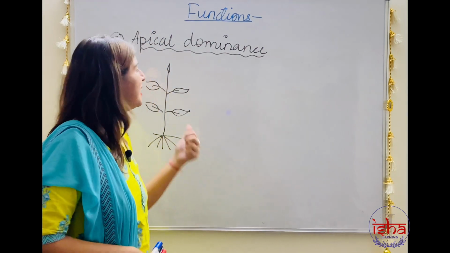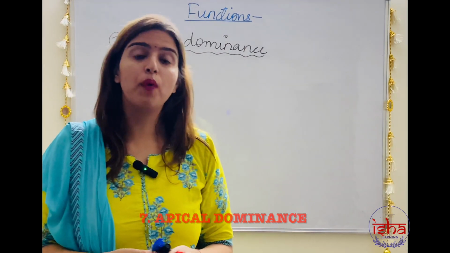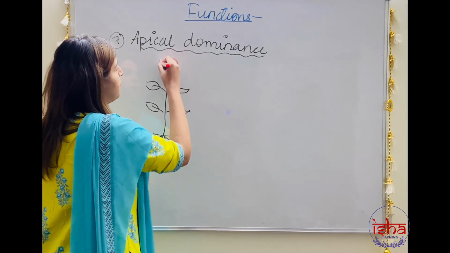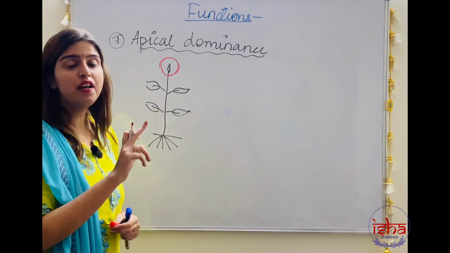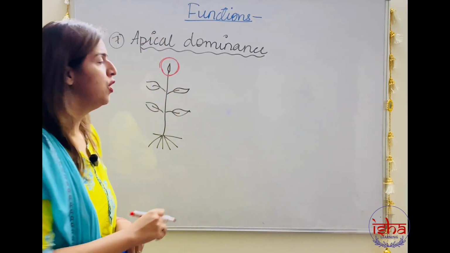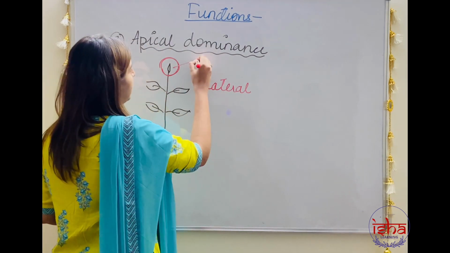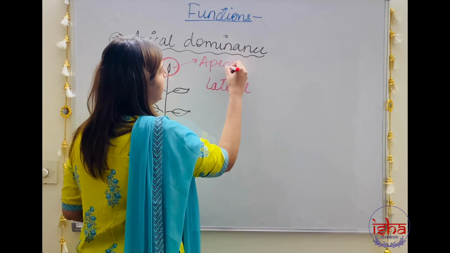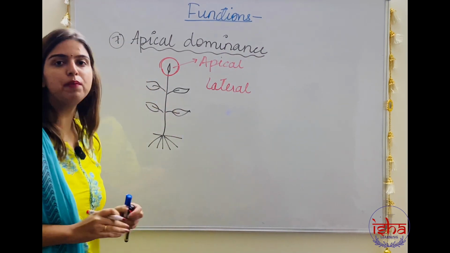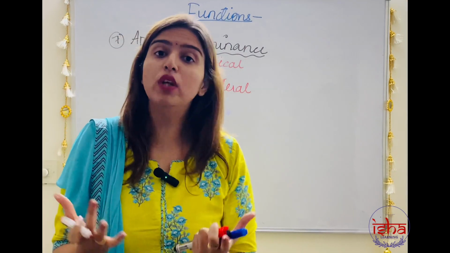Now coming back to apical dominance. Well, apical dominance is a phenomenon where the presence of the apical bud, that is the bud present at the apex, is not going to allow lateral buds to grow. What are lateral buds? Well, this is my apical bud present at the apex. The lateral buds are present on the sides of the plant. They allow the plant to broaden, to have some foliage.